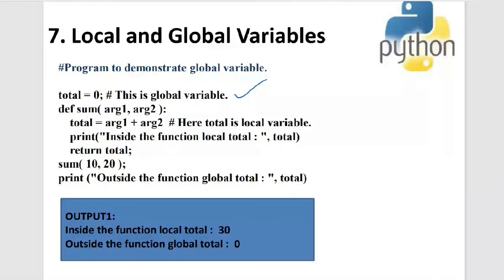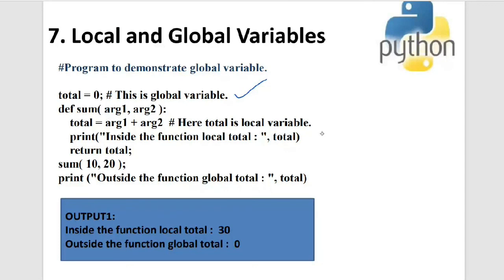You know that total is a global variable because this is declared in the main function. Then this sum function is defined. Inside the sum function, I'm taking two formal arguments, which are arg1 and arg2. So here what I did, I said total is equal to arg1 plus arg2. Now total here is the local variable.